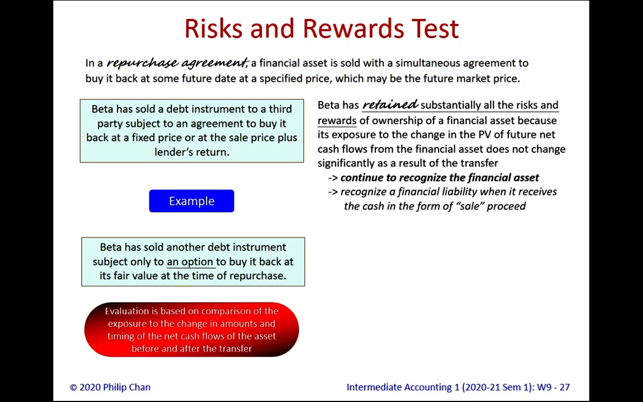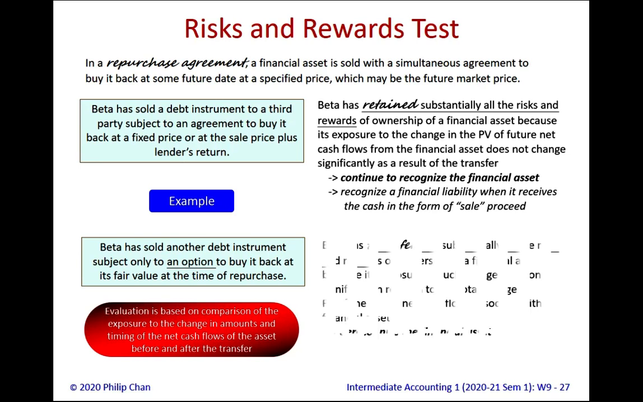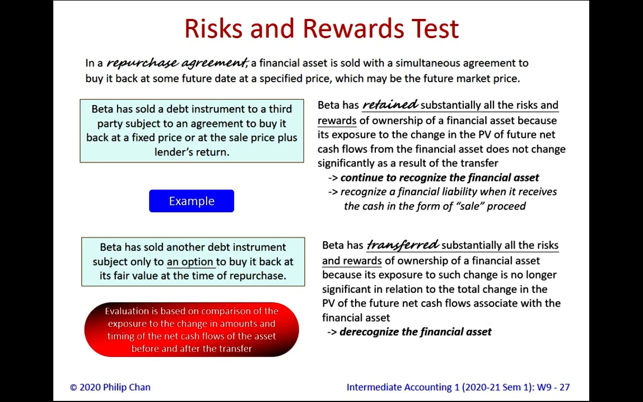But for the money that the seller received, it would be debit bank and recognize a financial liability, credit a payable or a loan. And then for the second case, where Beta sold another debt instrument subject only to an option to buy it back at its fair value at the time of repurchase, Beta won't be able to know the repurchase price for certain. So in this case, Beta has transferred substantially all the risks and rewards of the ownership of that financial asset. So should you recognize the financial asset? Okay.